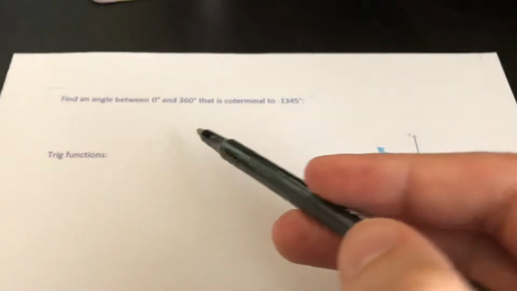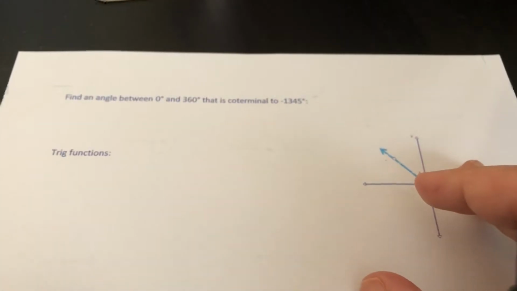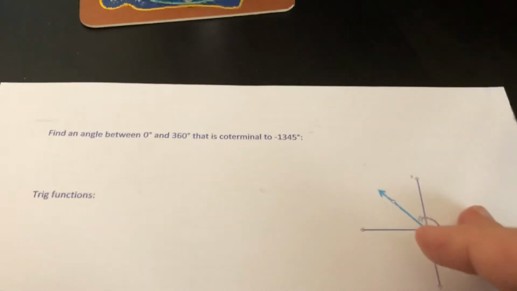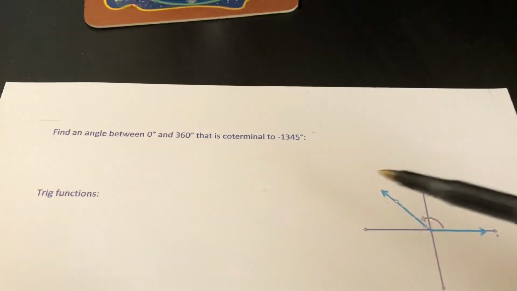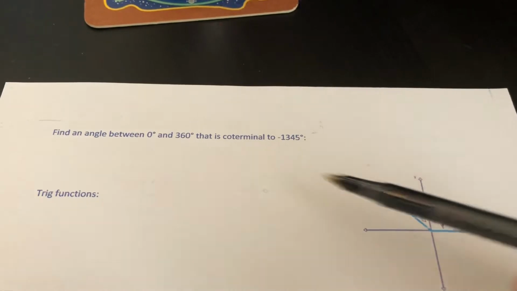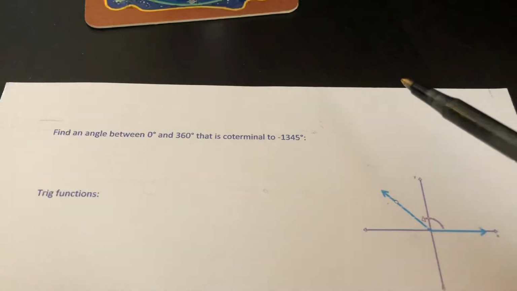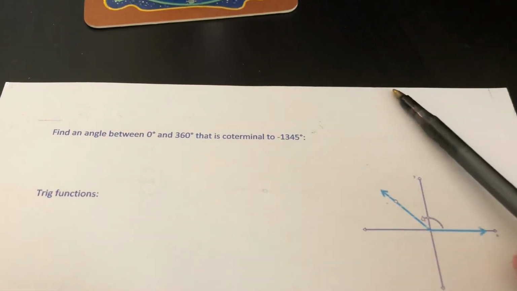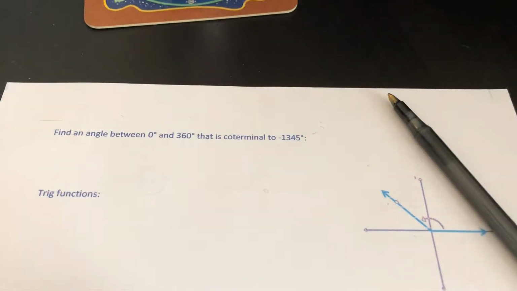Okay, so we want to find an angle between 0 and 360 degrees that's coterminal to negative 1,345. So I want to get to be between 0 and 360. So let's think about it. What kind of numbers are between 0 and 360? Well, okay, we have a negative angle up here, but we want to get between 0 and 360. So we want to turn a negative into a positive.